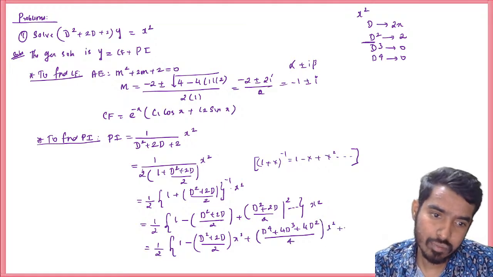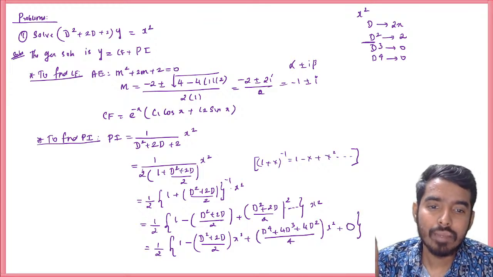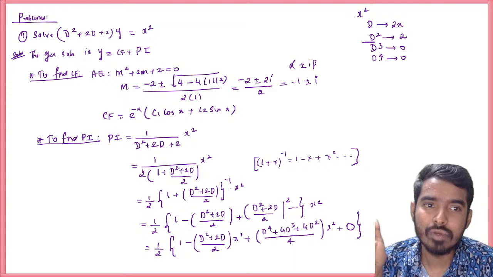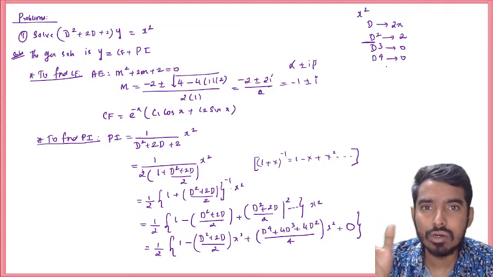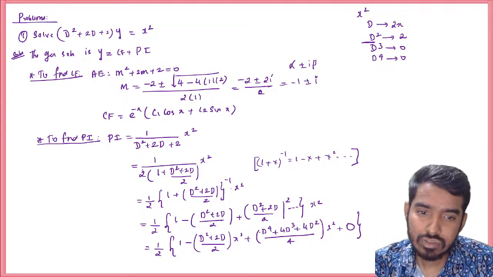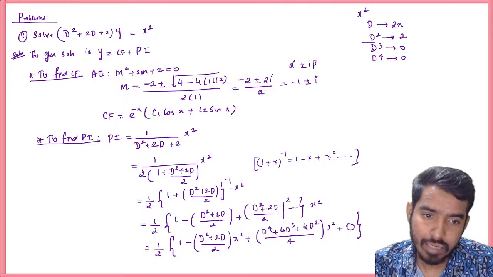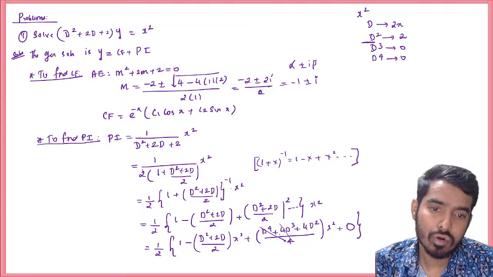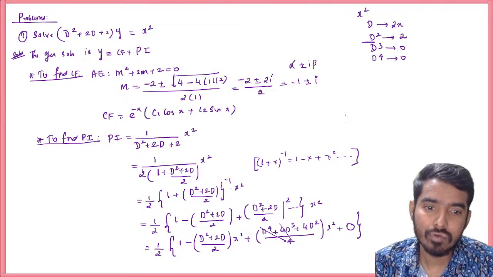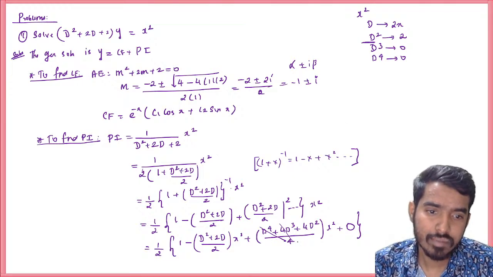Remaining terms will be 0, right? Because we will be having the higher powers. Every term will be like d cube, d power 4 and so on. So here also you can see, you can omit this term, right? You can omit d cube, you can omit d power 4, because d cube is 0, d power 4 is 0. You take only this term in this.